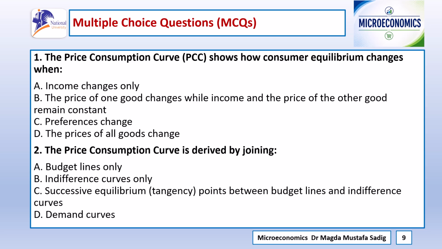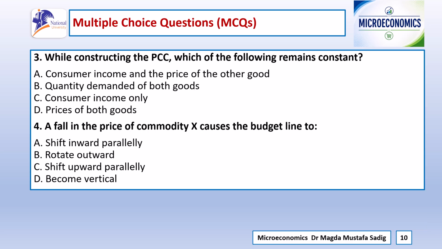Okay, we have practice questions. Let me revise these questions with you. What does the price consumption curve show? The correct answer is number B. It shows how consumer equilibrium changes when the price of one good changes while income and the price of the other good remain constant. Please try to solve all these questions in order to strengthen the main ideas presented in this lecture.